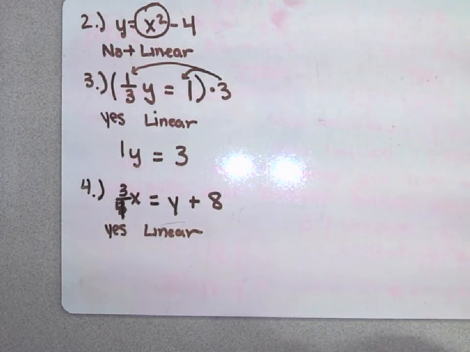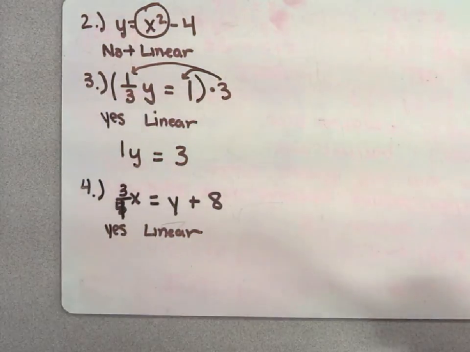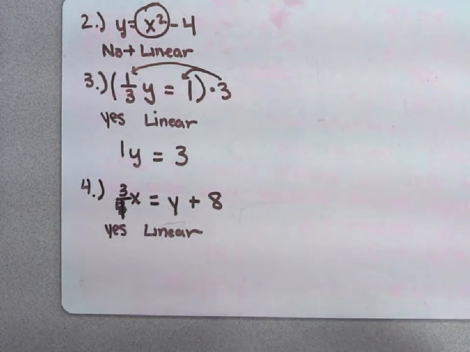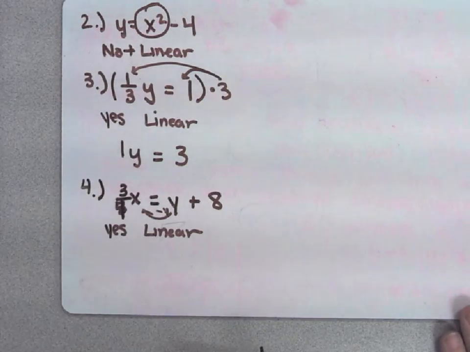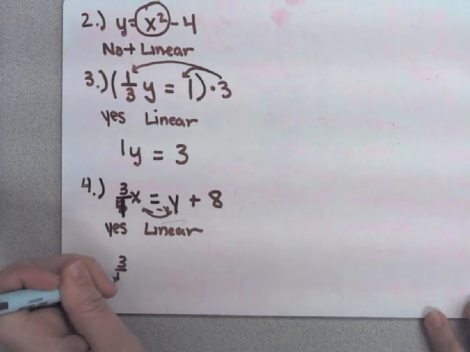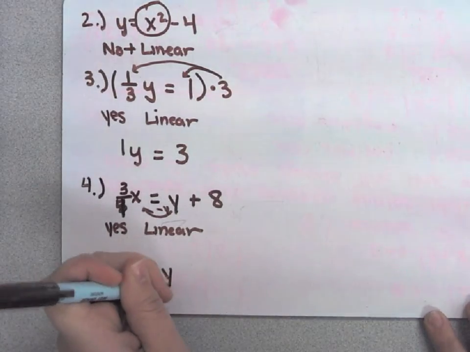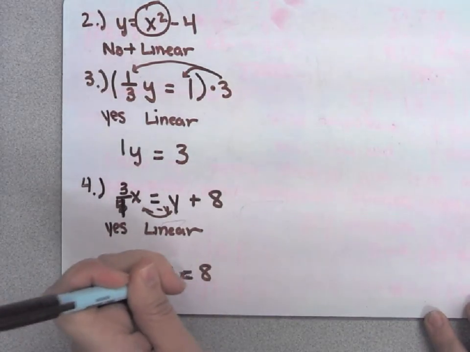Now the real question is, how do we put this in standard form? Now, we want x and y to be together, but who has to be positive? X. Is x already positive? So are we going to leave him alone or move him? We're going to leave him alone. So what are we going to do to keep x and y on the same side? Yep, move y to the other side of the equal sign by subtracting it. So then we're going to have 3/4 x minus y equals 8.